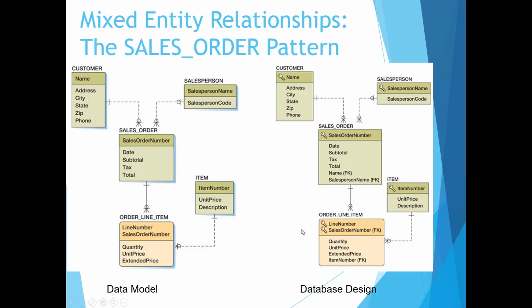This slide shows the data model of a mixed entity relationship, where the sales order number is used as a part of the primary key of the order line item and as a foreign key for the sales order table. On the left is the data model, which was translated to database design on the right. And as you can see, the item number here is used as a foreign key to connect the order line item to the item table.